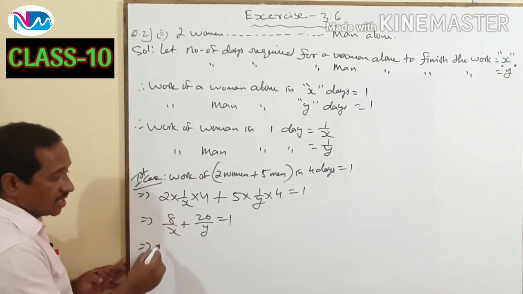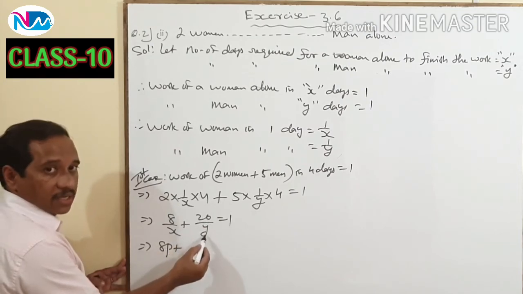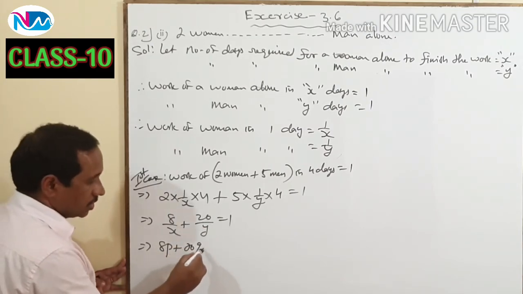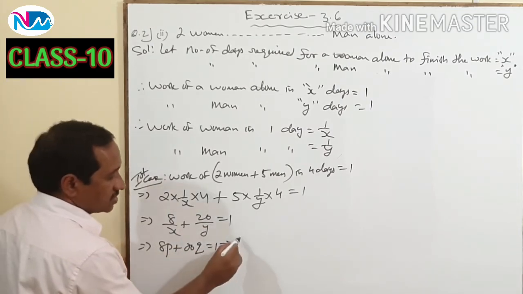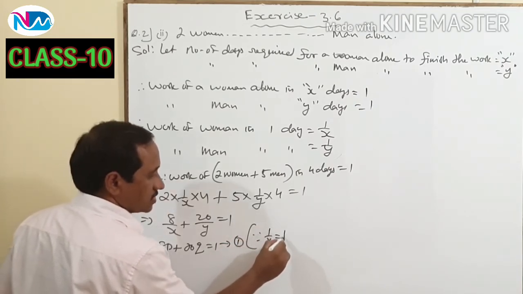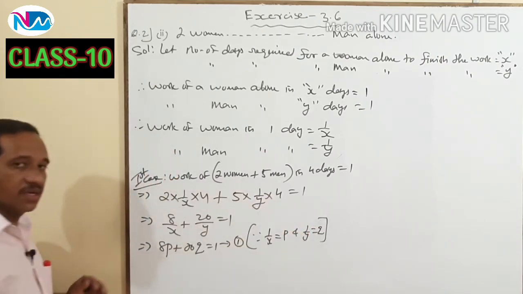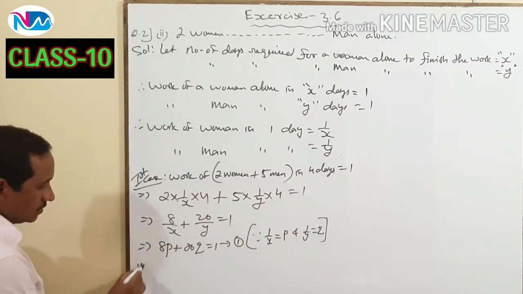I give a substitution for 1 by x and 1 by y. For 1 by x I give p, so 8p plus, for 1 by y I give q, 20q is equal to 1, which is equation number 1. Here I give 1 by x is equal to p and 1 by y is equal to q. Now we have the second case.